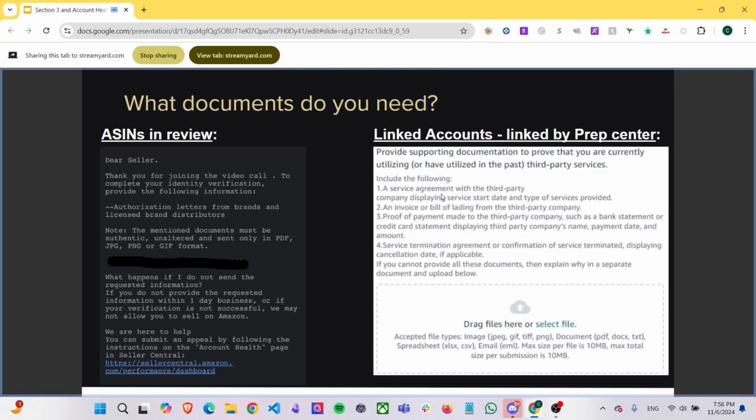Yeah, so the second case here is linked accounts through using a third-party service. This could be using a prep center. If you have signed with a prep center, the first thing you could probably do is ask the prep center if they know the other seller by linking the account. If they know the other seller, it's great. You're in luck. You can basically submit these things.